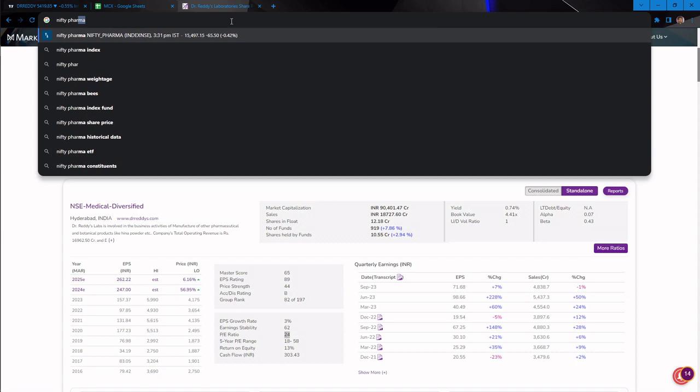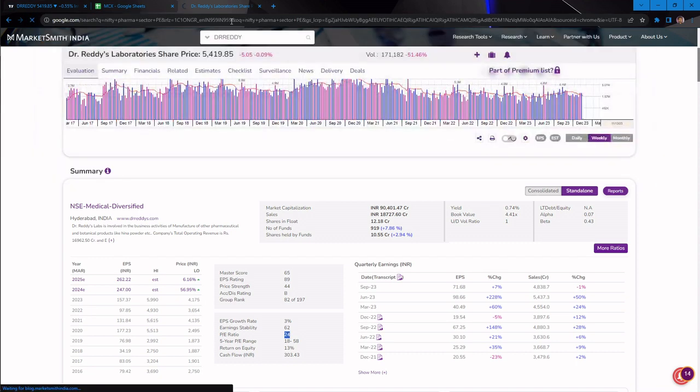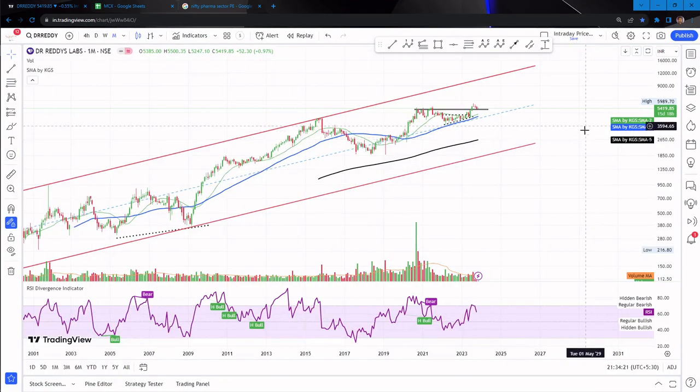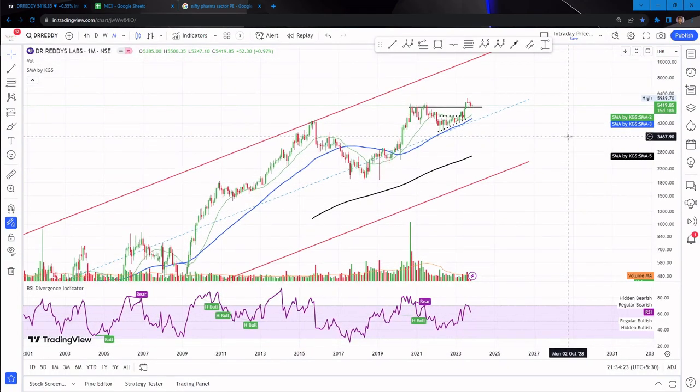And I'll tell you, the Nifty Pharma sector PE is around 33, and right now Reddy is trading at 24. So for example, Reddy has to move at least 25% in PE ratio, and Reddy can also move 25% from here. From 5,000, 25% will be around 1,200 points. So I'm expecting from 5,000 to 6,200, 6,500, it's highly possible.